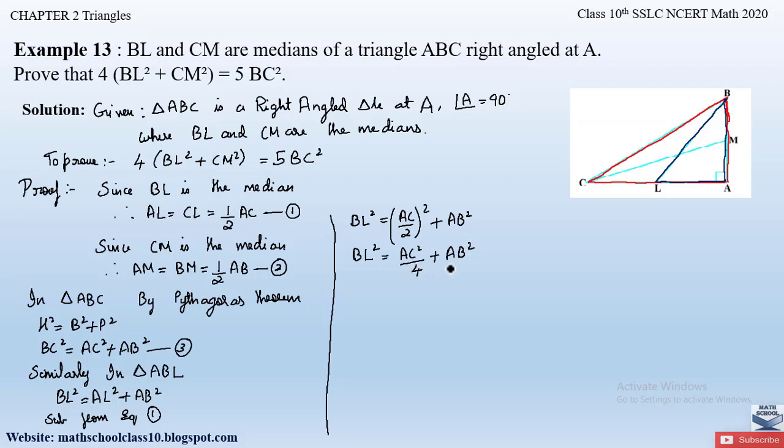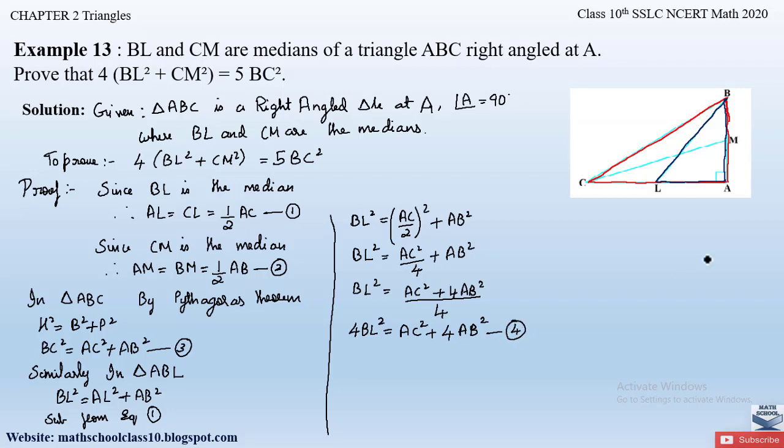So let us take the LCM here. BL square is equal to AC square, if you take the LCM as 4, so you're going to get AC square here plus 4 into AB square, that is 4AB square. Let us cross multiply and send this 4 to the left hand side, so it will come in the multiplication here. 4BL square is equal to AC square plus 4AB square. So let this be equation number 4.